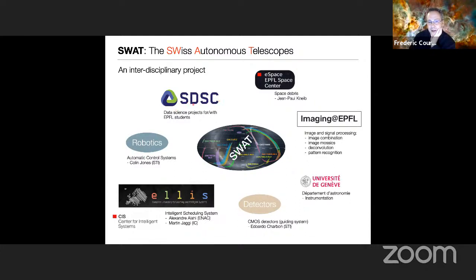Of course, the Swiss Data Science Center typically does machine learning or big data projects. There will be a wealth of projects for students even before the data come. Robotics, to make the telescope not intelligent at this point, but automatic and robotic.